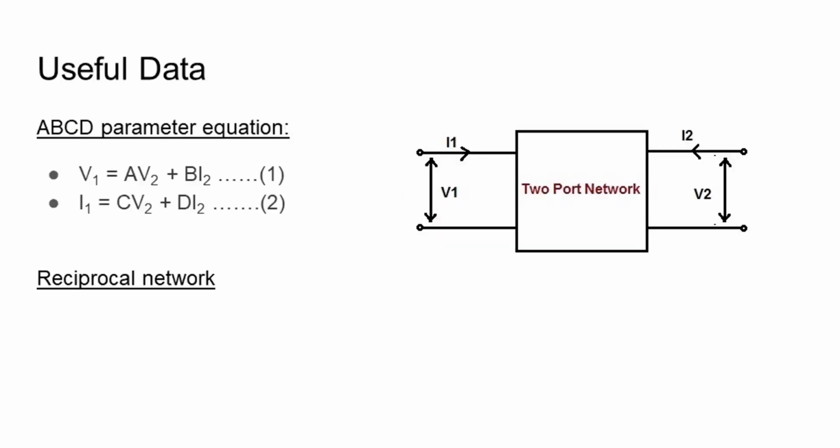Let's have a look at the basic concepts required to solve this problem. Consider a two-port network shown in the figure. Let's say that V1 is the input voltage and V2 is the output voltage. Now, the currents I1 and I2 are the input and the output currents respectively. Then, this is the ABCD parameter equation, where we express the input voltage and the input current as a function of transfer parameters of the output voltage and output current.